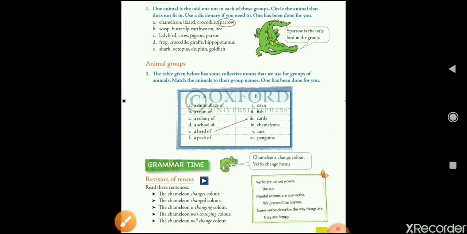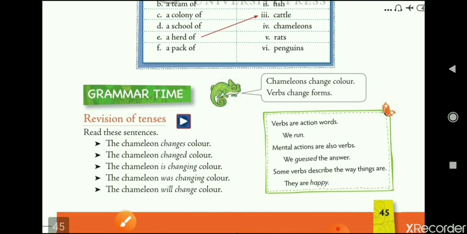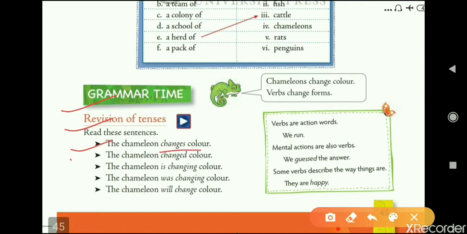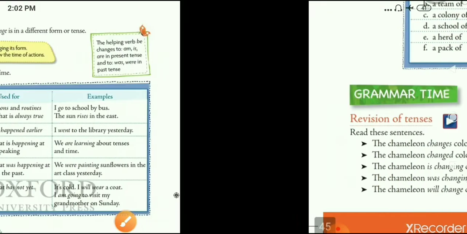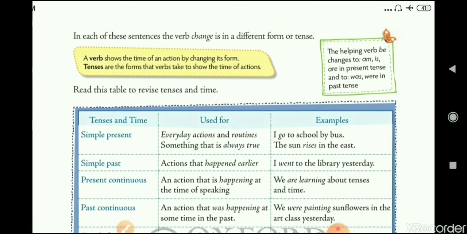Page number 45, we have completed up till exercise 2. Now let's move to our next exercise, grammar time, revision of tenses. Read these sentences. The chameleon changes color. The chameleon changed color. The chameleon is changing color. The chameleon was changing color. And the last one is the chameleon will change color. In all these sentences, the verb change is in different forms. So in each of these sentences, the verb change is in a different form or tense.